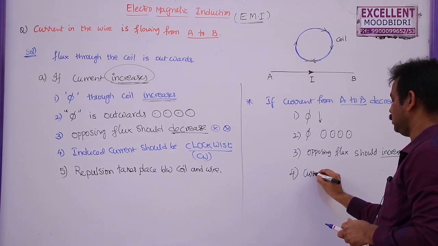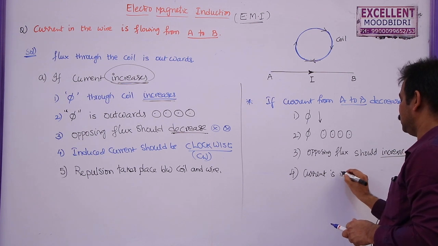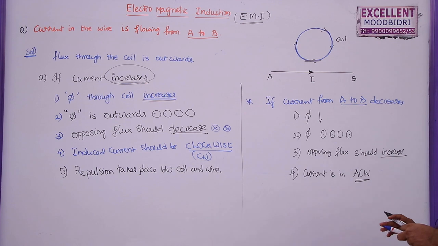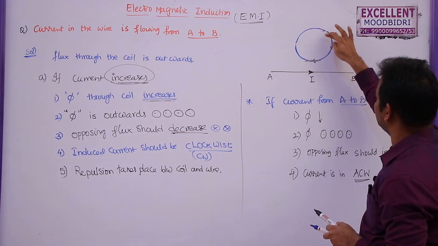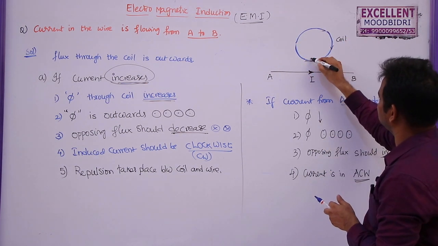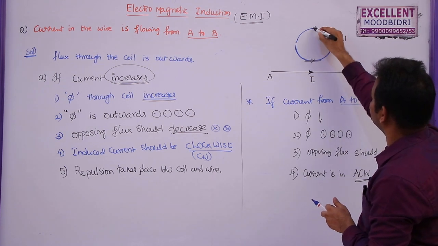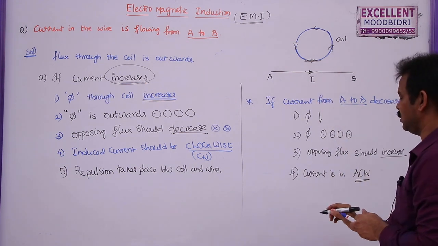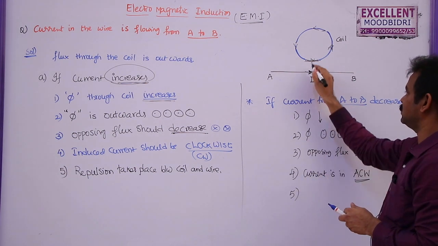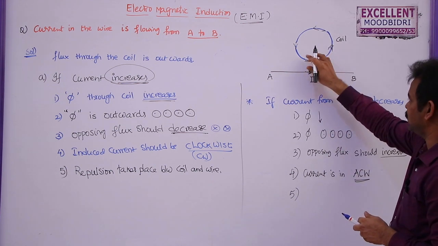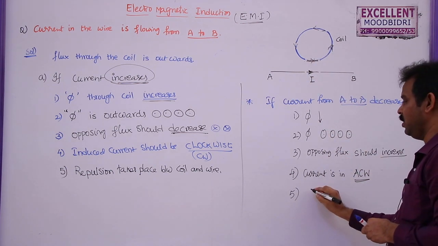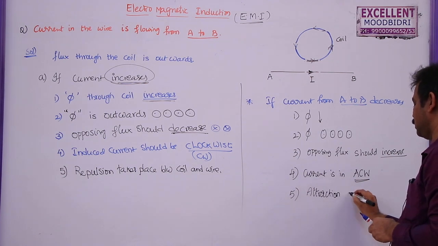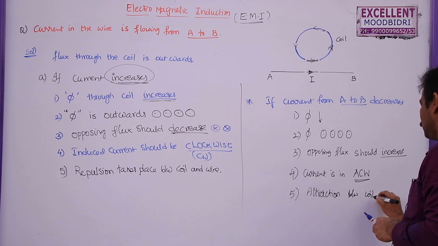So current is in anti-clockwise direction. Due to this anti-clockwise current, the direction of current here will change. So this is anti-clockwise current. The current will flow like this. Here both currents are traveling in the same direction. So whenever two conductors carry current in the same direction and are parallel for some distance, they always attract each other. So attraction takes place between coil and wire.